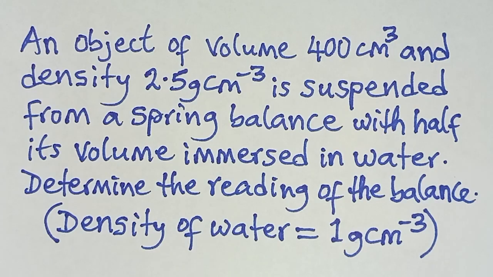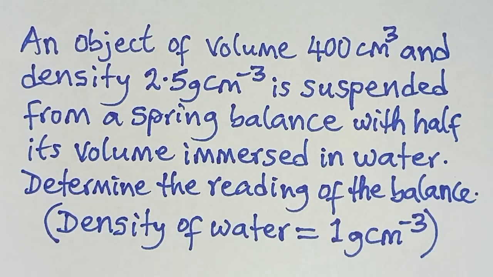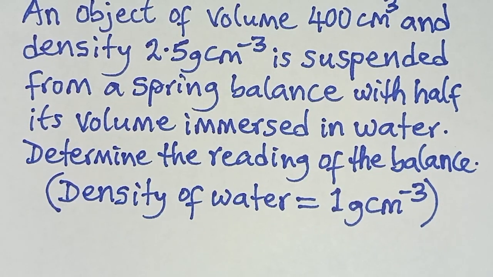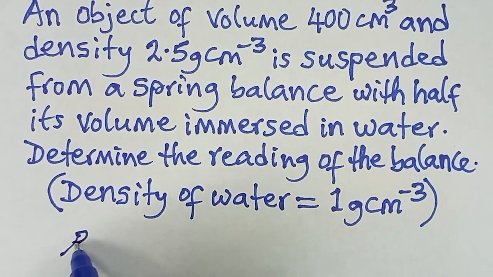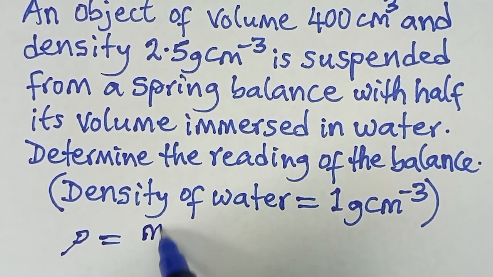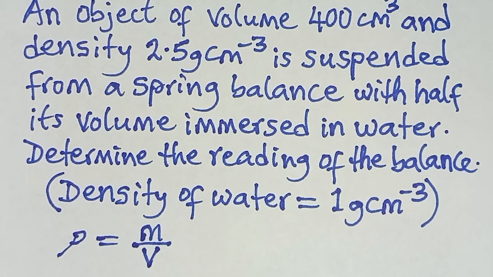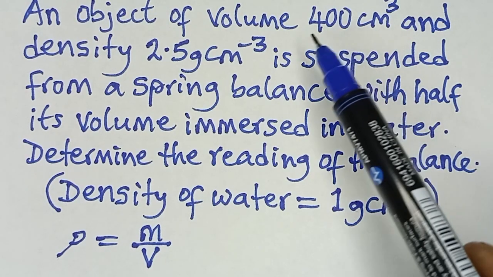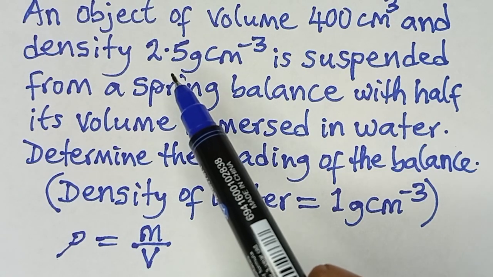Now, for us to solve this, I would like us to first of all calculate the mass of the object. Don't forget, from the formula for density, density is equal to mass over volume. And we know the volume as 400 centimeter cube, and we know the density as 2.5 gram per centimeter cube.